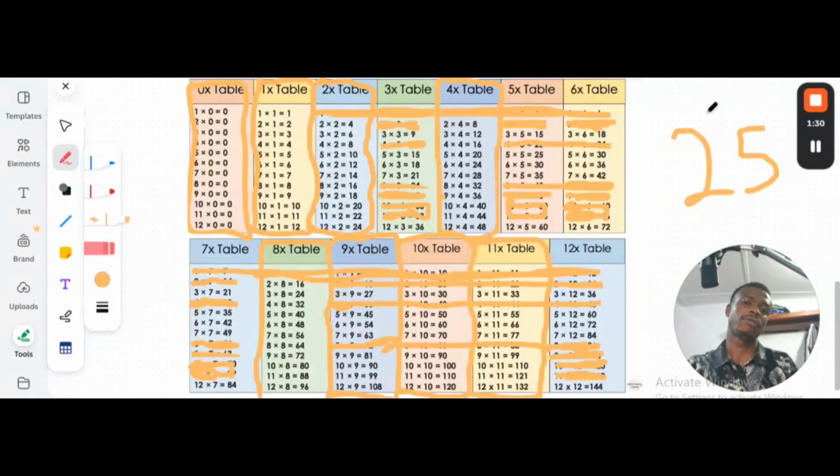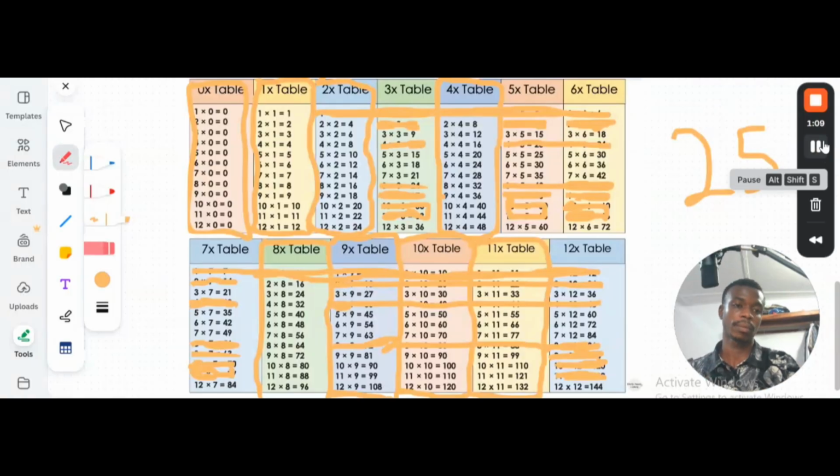6 times 10 is 60. Half of 60 is 30. So 6 times 5 is 30. Or you can say half of 6 is 3, and 3 times 10 is 30. So 6 times 5 is 30. Once you have this down, you can eliminate the 5 times table and the implicit 5 times table found in other multiplication tables because of its commutative properties.